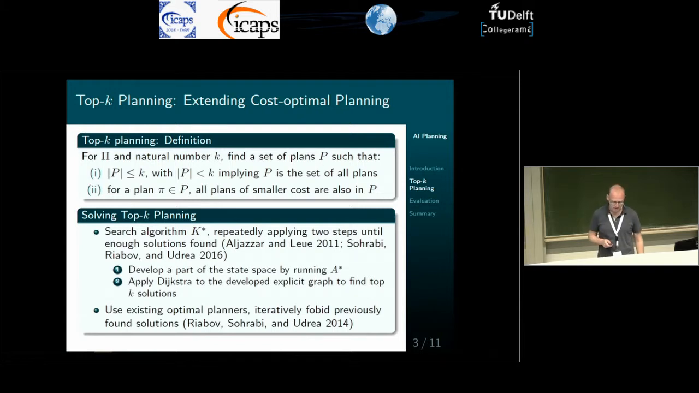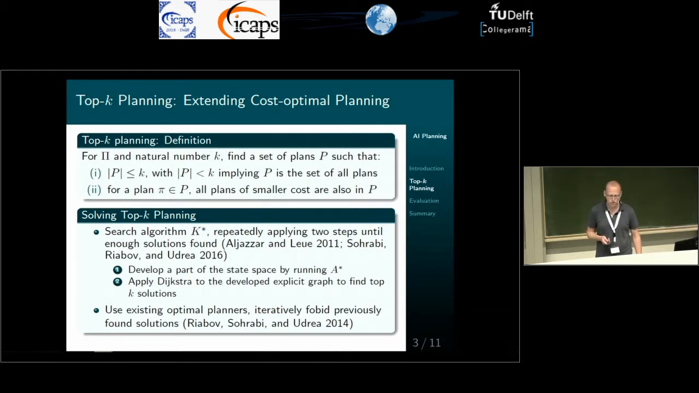So how do you solve those tasks? There is a search algorithm called K-star that was invented in 2011 by Aljazzar and Leue, and it was adapted to classical planning by Sohrabi and Udrea in 2016. It works basically in two phases. First, it develops part of the state space with A star. Then it runs Dijkstra around that developed part, checks whether a sufficient number of solutions of top quality are found. If not, it continues to develop A star to the further layers and so on.